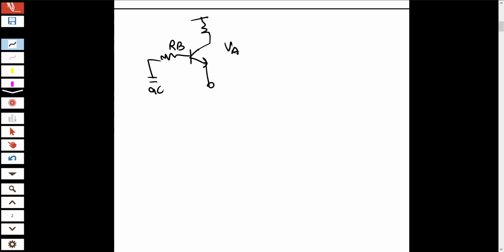When V_A is taken infinite and you again look from the emitter side, but here be careful, there is an R_B resistance here at the base side. So what you see becomes 1 over gm plus R_B divided by (beta plus 1). So this was our BJT case.